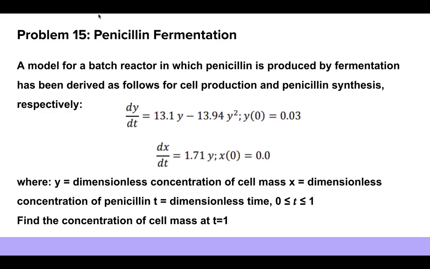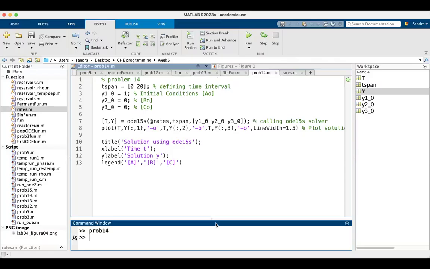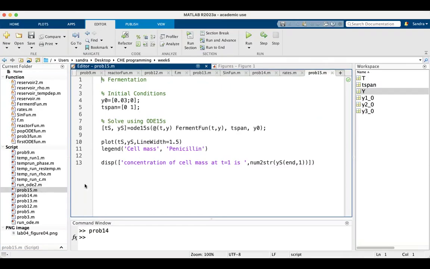Shall we discuss the answer? So you have the initial condition 0.03 and 0, and the time span should be from 0, comma 1. You call ode15s, with the same syntax as ode45. And this is your function, the function handle. Now T span is given, Y0 is given. We'll see what this function does.